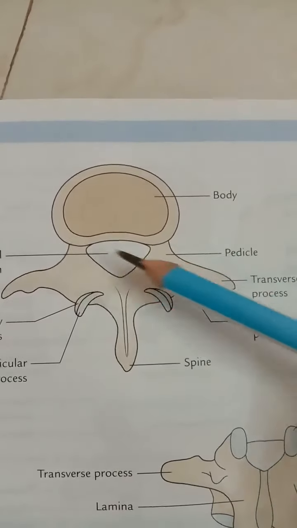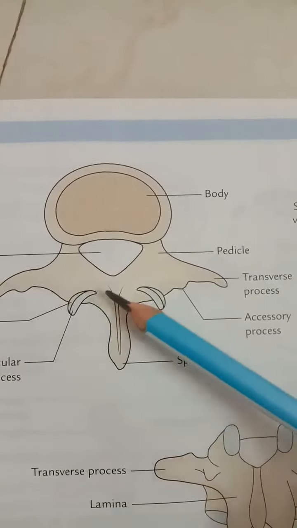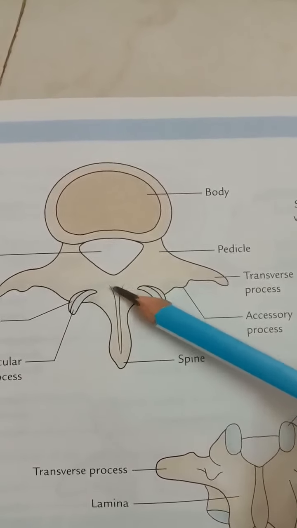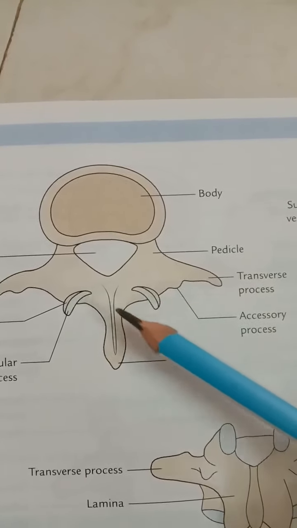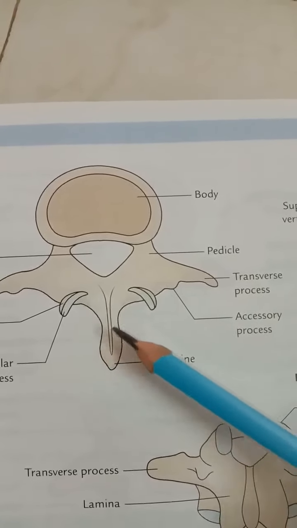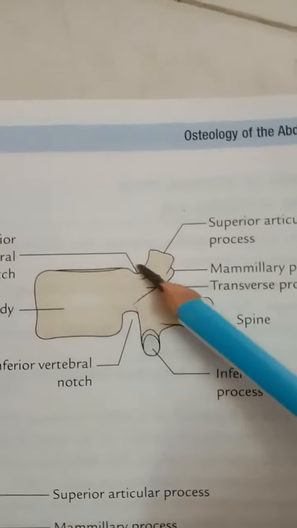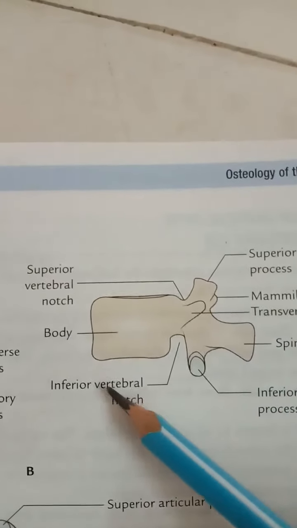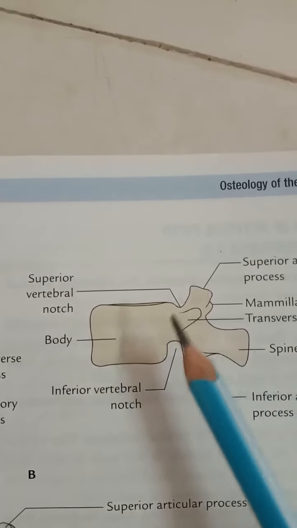Then the pedicles, these two. The pedicles are short and strong, and they project backwards from the upper part of the body, so that the inferior vertebral notches are much deeper than the superior vertebral notches. Here in the lateral view you can see the superior vertebral notch, this one, and the deep inferior vertebral notch, this one.